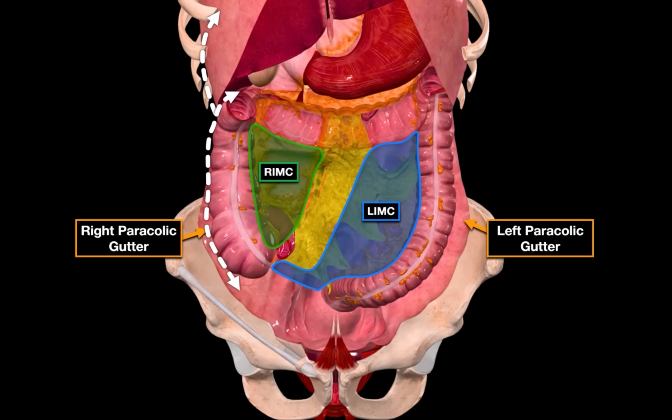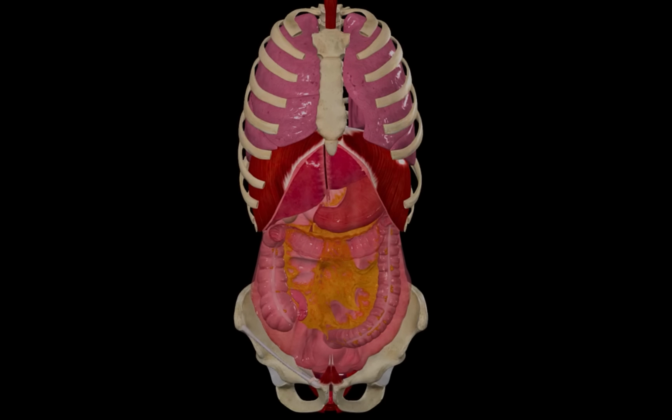The left paracolic gutter exists too, but remember the phrenicocolic ligament somewhere in here? It partially blocks the superior end of the left gutter, making it a less efficient pathway for fluid to travel upwards. Now, one more thing I want to highlight here before we move on.